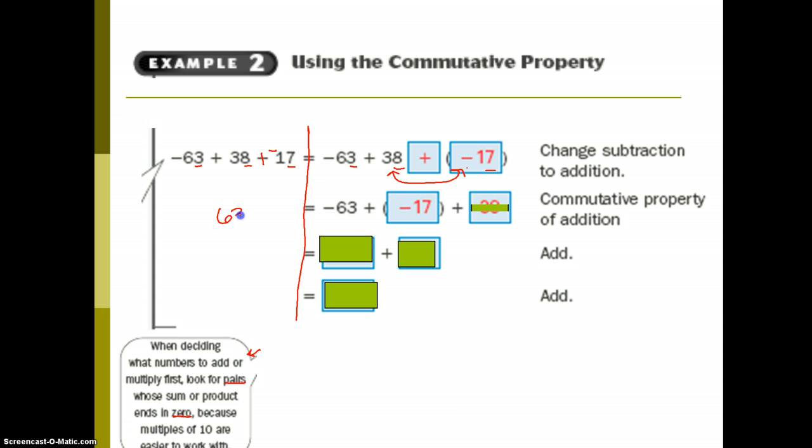Now I should be able to do 63 plus 17. They're both negative, so I just add. There's that 0. 6 plus 1 is 7, plus 1 is 8, and it's negative 80. Bring down the 38. Now it's different signs, so you subtract. This should be a little bit easier to see because you borrow and that becomes a 10. So what you have is an answer of negative, because 80 is the bigger absolute value, 42.